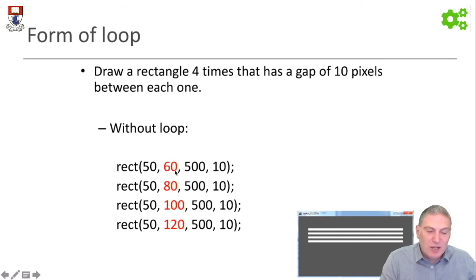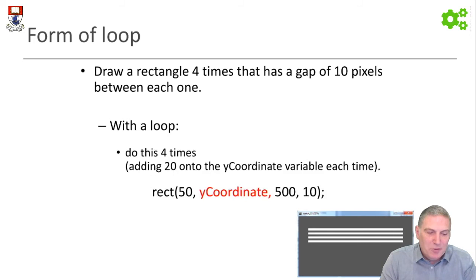So that's achieved by adding some number to each one of the subsequent calls. If we started with 60 and we added 20, we get 80, and we added 20 again, we get 100, and add 20 again, we get 120. So we have the notion of a gap, the gap being consistent between each of the squares. And again, we saw this example program in an earlier class. So that's how you do it without a loop.